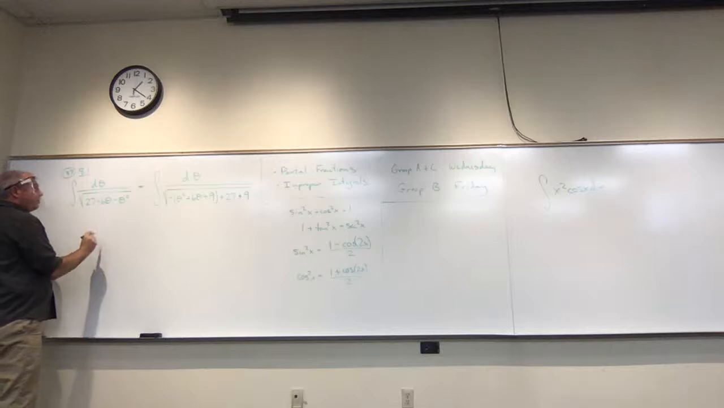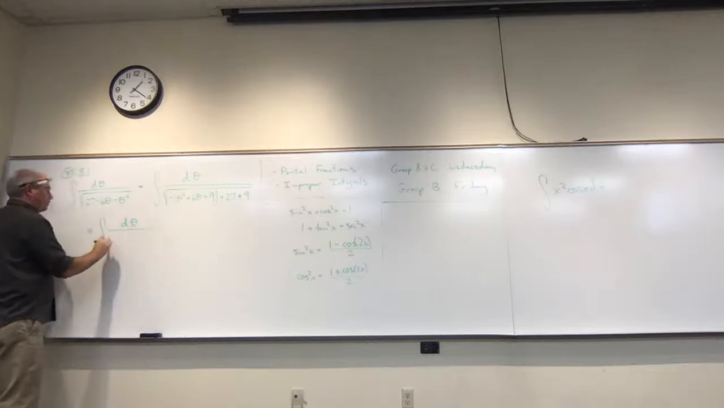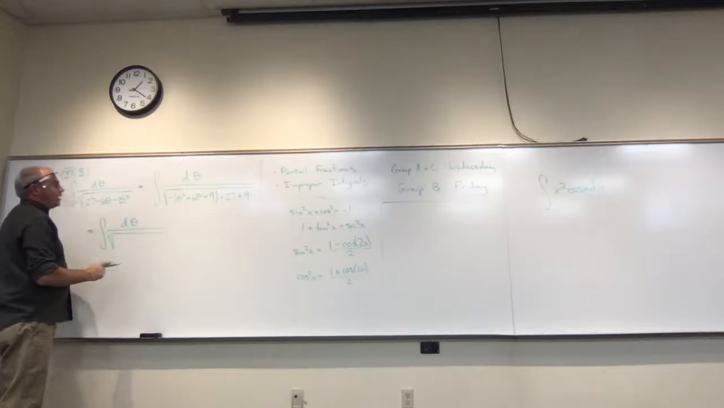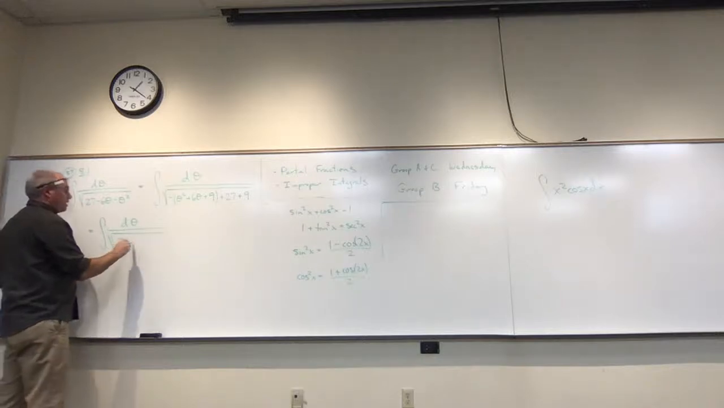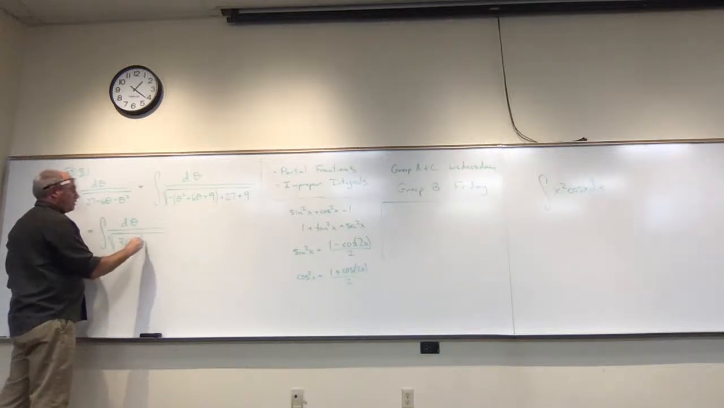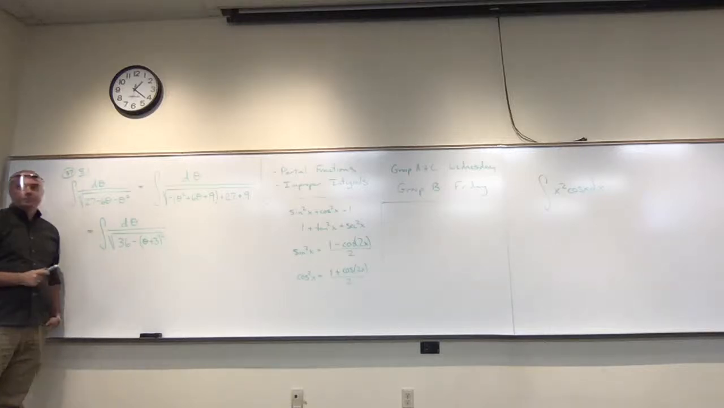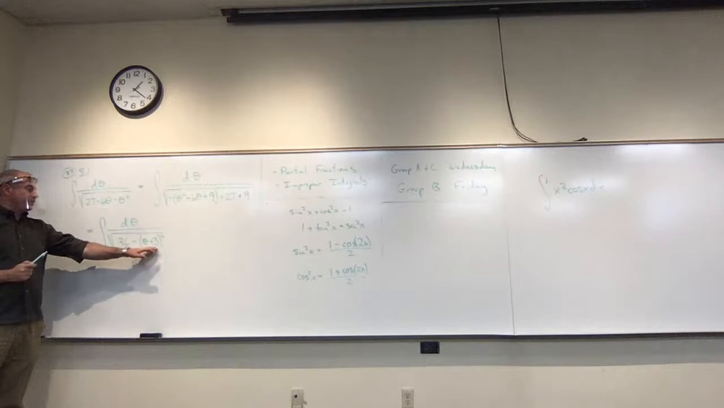So I could rewrite at this point, this is the integral of d theta on top. On the bottom, I get the square root of 36 minus theta plus 3 quantity squared. Does everybody buy that story? So that's why I completed the square, so I could just write it as something squared, and that looks good.